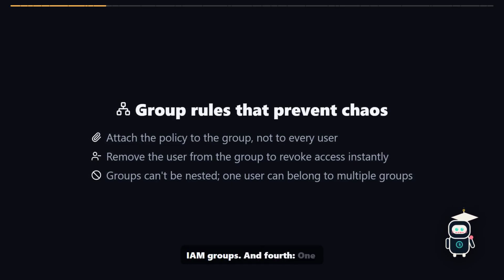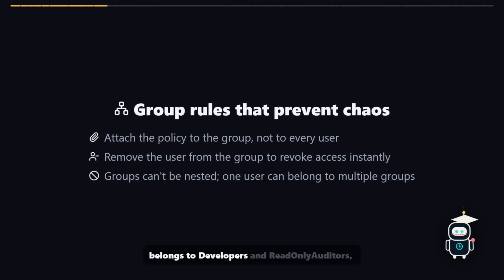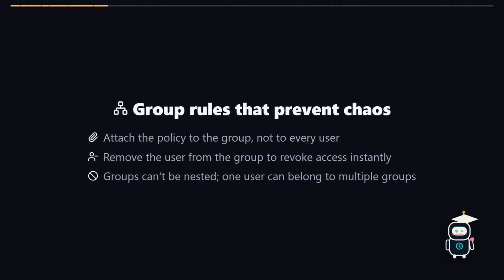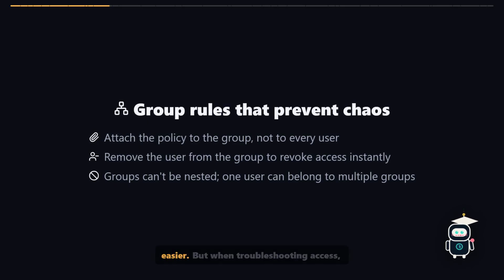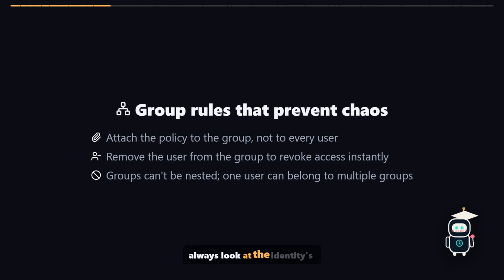And fourth, one IAM user can belong to multiple groups. So if Dave belongs to developers and read-only auditors, his effective permissions can come from both. Groups make administration easier, but when troubleshooting access, always look at the identity's complete permission picture, not just one group.